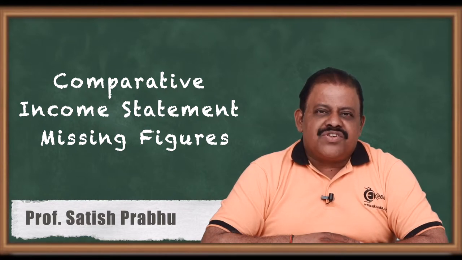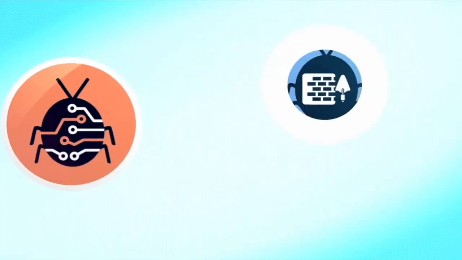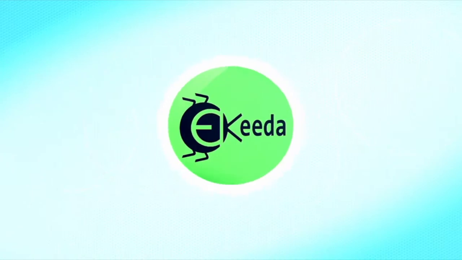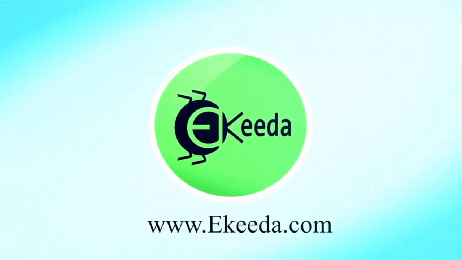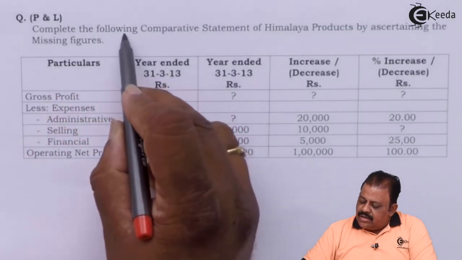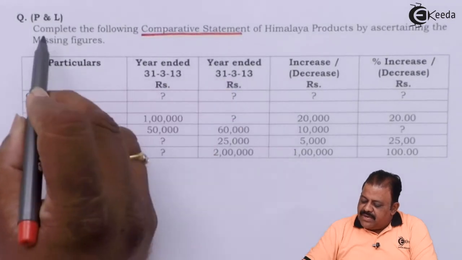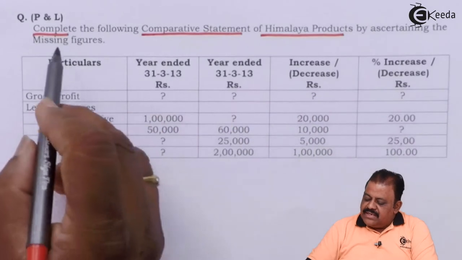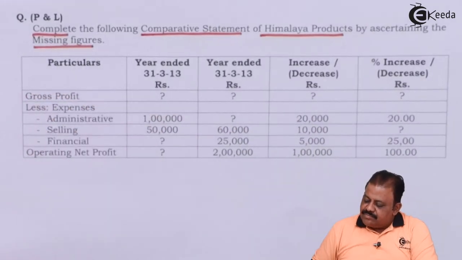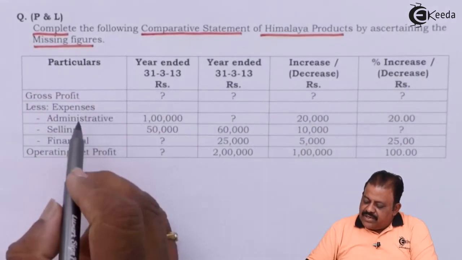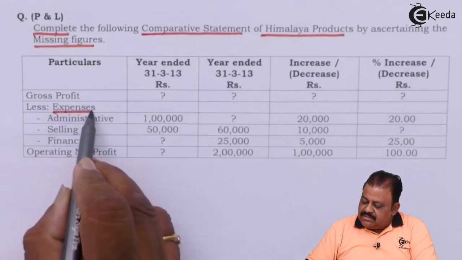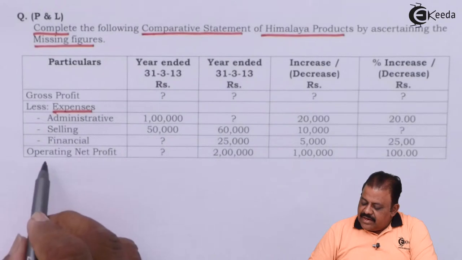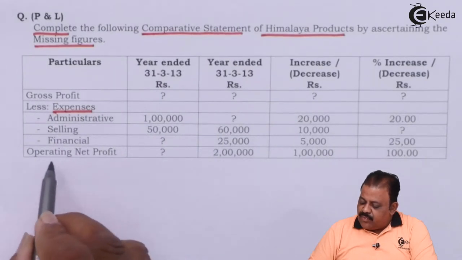Let us go through the question. Complete the following comparative statement of Himalaya products by ascertaining the missing figures. Gross profit, less expenses: administration, selling, finance, and we have operating net profit.